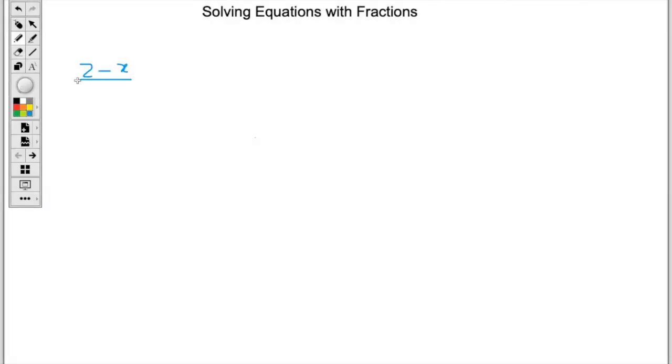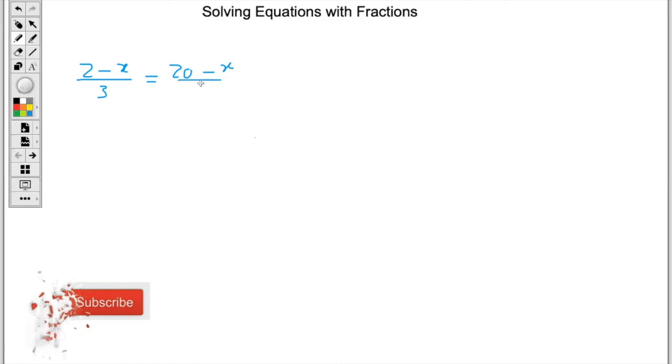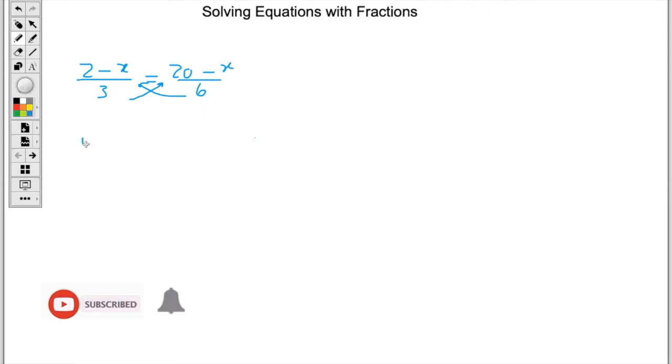Our next example that we have here, once again, it's in fractional form, and once you have fractional form, our aim is to first get rid of the fraction. So to do this, we cross multiply. So the first one, we multiply by 6. So I have 6 times 2 minus x is equal to, then I multiply 3 times 20 minus x.